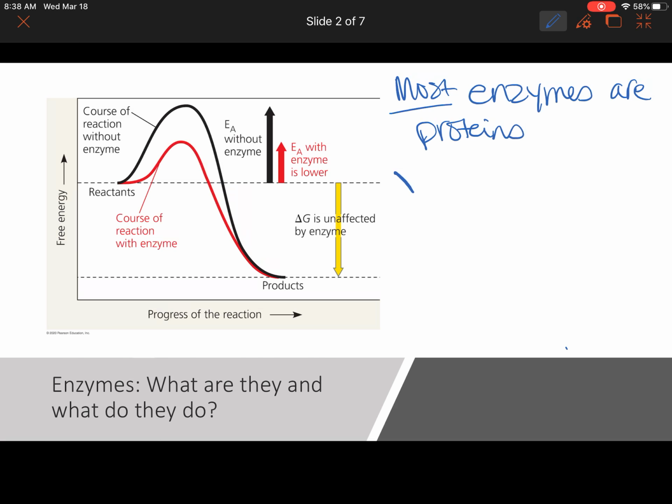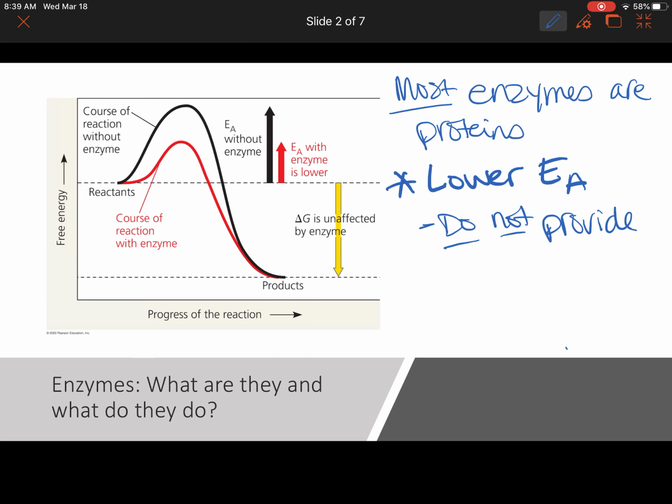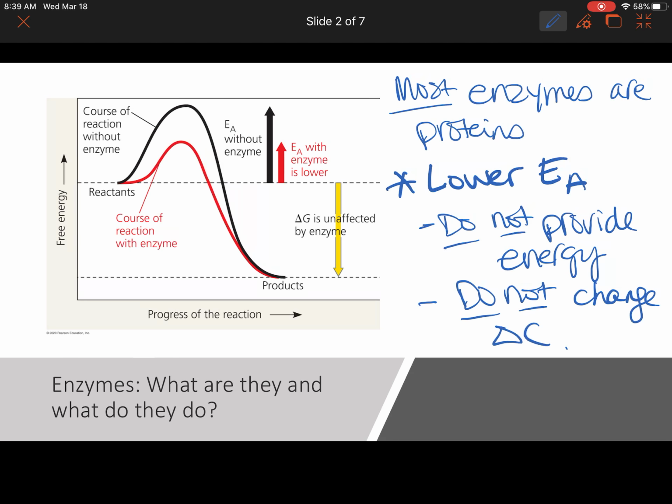But the most important thing about enzymes is that they lower the energy of activation for chemical reactions that take place within cells. Okay, it's important to know a couple of things. Enzymes do not provide energy, and they do not change the delta G of the reaction.